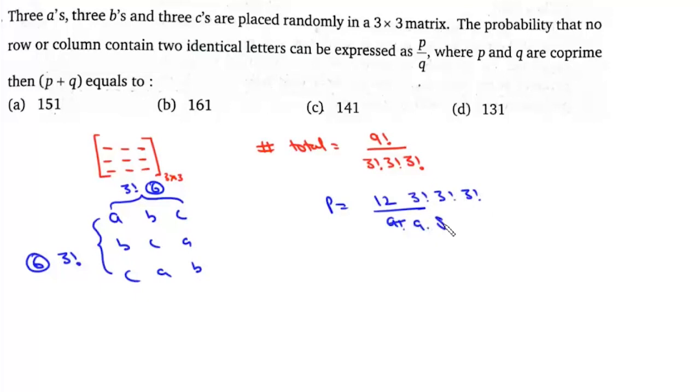Now this is 9, 8, 7, 6, 5, 4, 3, 2. Now this 6 will cancel. 36 will also cancel. Now this is 6, 2 and 4. So this probability will be 1 by 140. Now it is of the form P by Q. So the value of P plus Q is 141, and that's your option C.